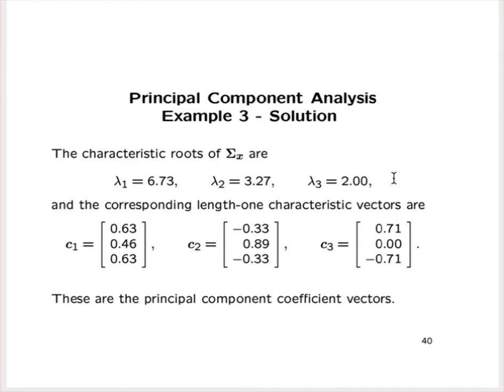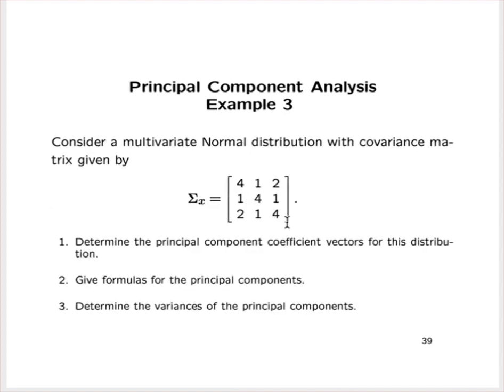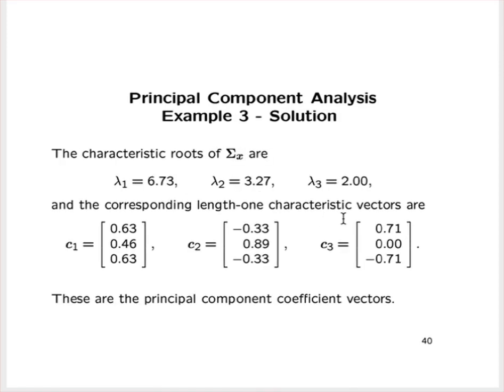So for this covariance matrix, the characteristic roots are lambda 1 equal to 6.73, lambda 2 equal to 3.27, and lambda 3 equal to 2.00. If you add those values up, you're going to get 12, which is the total variability associated with the original variables. The length 1 characteristic vector of cap sig corresponding to lambda 1 is C1 with entries 0.63, 0.46, and 0.63. The one corresponding to lambda 2 is C2 with entries negative 0.33, positive 0.89, and negative 0.33. And finally, the one corresponding to lambda 3 is C3 with entries positive 0.71, 0, and negative 0.71.